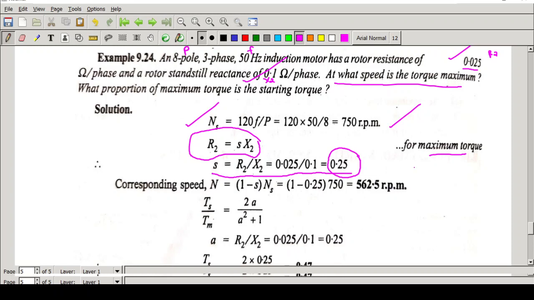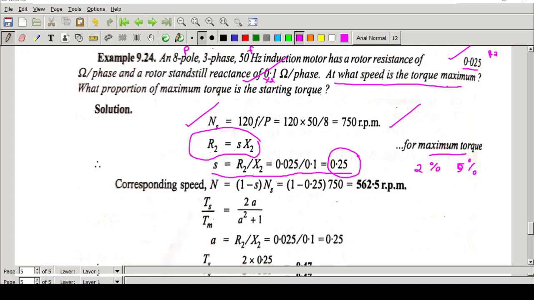Always remember that the slip varies between 2% and 5%, that means 0.02 and 0.05, something like that. Okay, so just remember that. Here it is given as 0.25, it is between 2% to 5%.